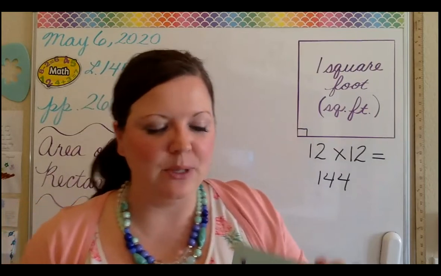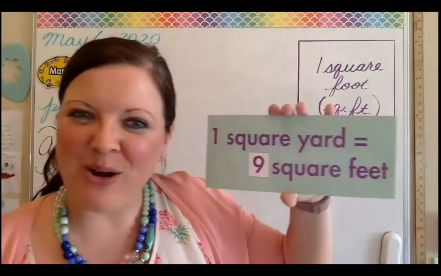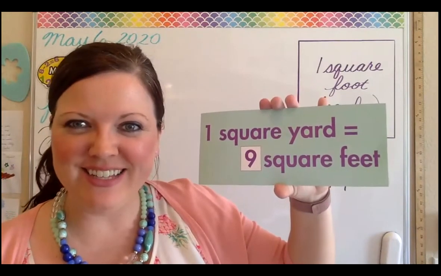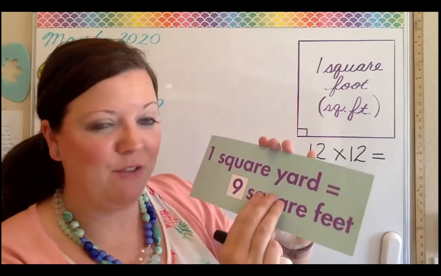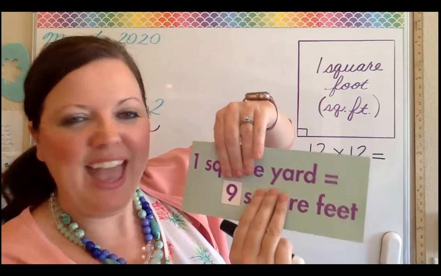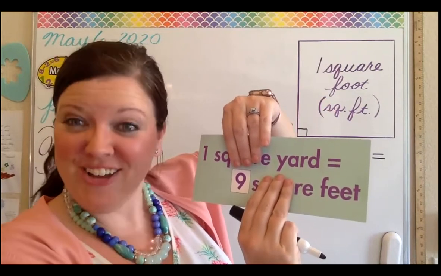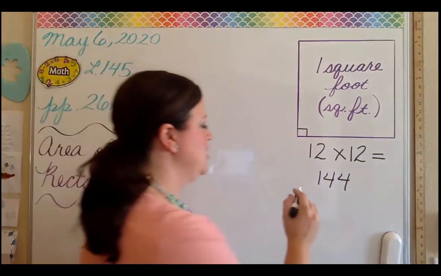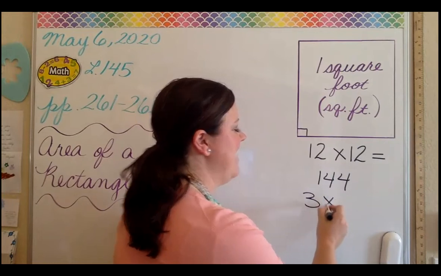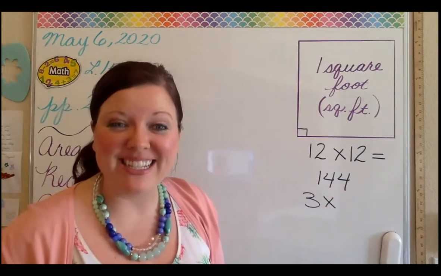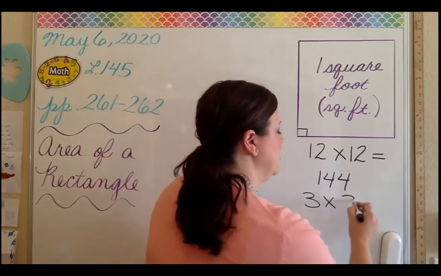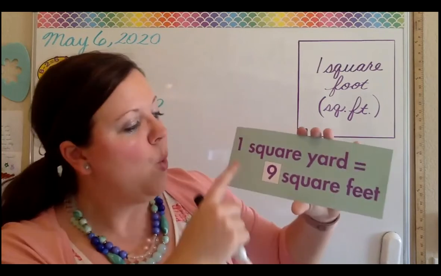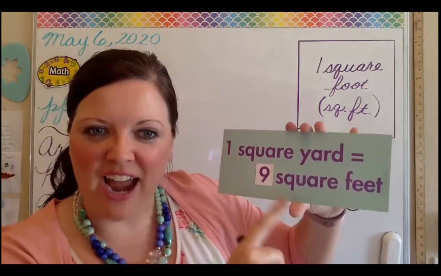Now let's go on to our next one. 1 square yard is equal to 9 square feet. Now let's start with what we do know. I'm going to cover up the square, or try to. How many feet are in a yard? 3, that's right. Now let's go with what we've learned today. To square something means to take that number and multiply it by itself. What's 3 times 3? 9. That's where they're getting this number. 1 square yard is equal to 9 square feet.